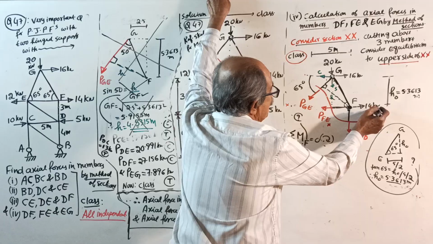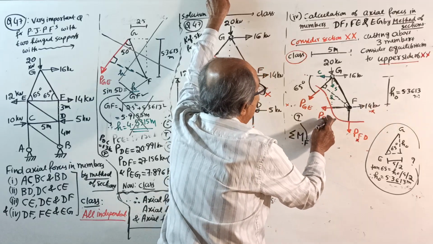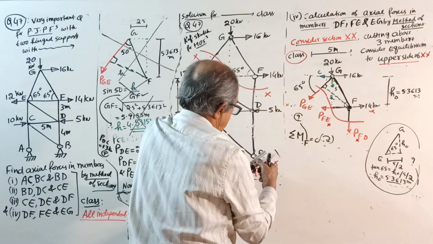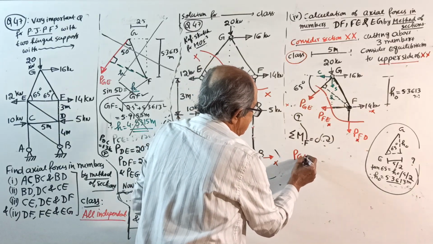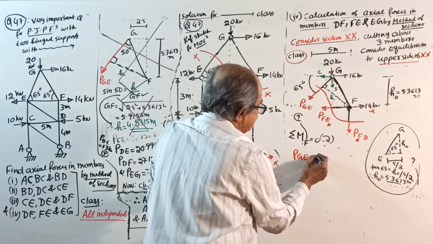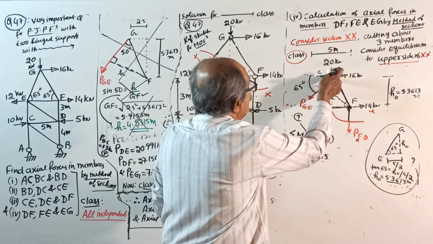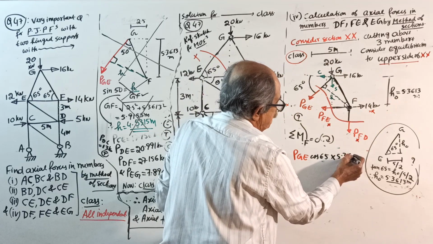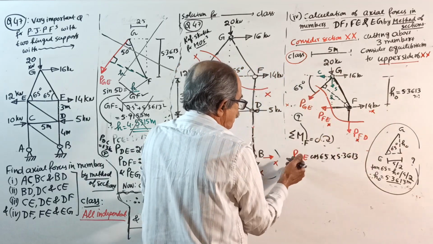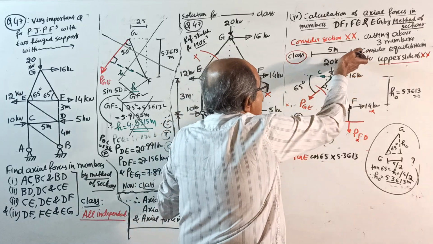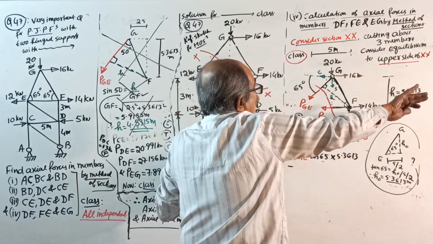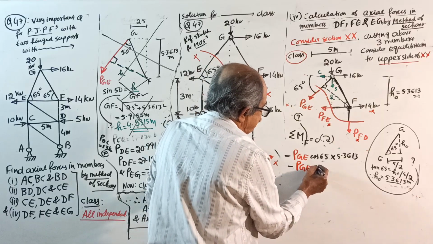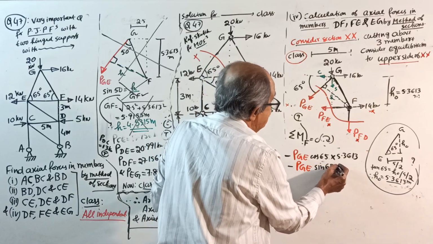Take moment about F. I told this into 0, this into 0, this into 0. Then see, PGE into what? Into cos 65 is the horizontal component, into how much? 5.3613, that is anti-clockwise, so minus. Then again the vertical component, minus, downward, anti-clockwise, PGE into sine of 65 into about this point.